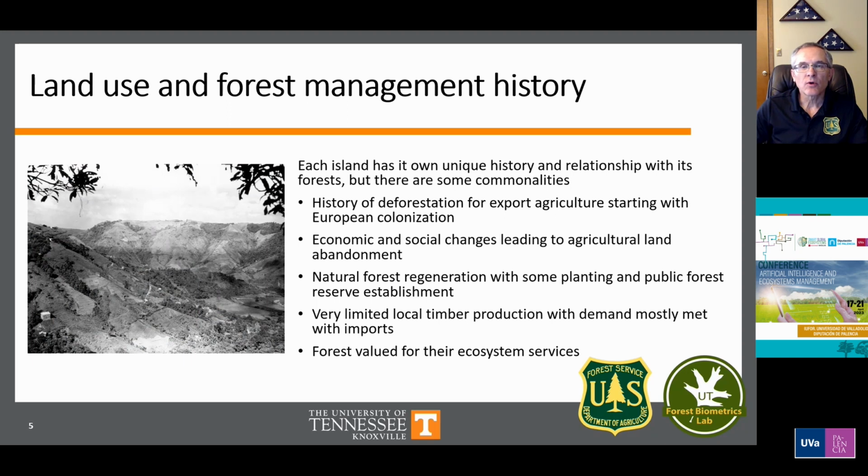Now, the land use history and forest management is also very interesting on these islands. Basically, they feature widespread deforestation across the islands with European colonization, followed by a period of agricultural abandonment and a shift toward other economic sectors, with the resulting natural regeneration of forest over much of these islands to varying degrees. There's very little in terms of plantations for wood production. However, these forests are extremely important for other ecosystem services they deliver, such as watershed protection.